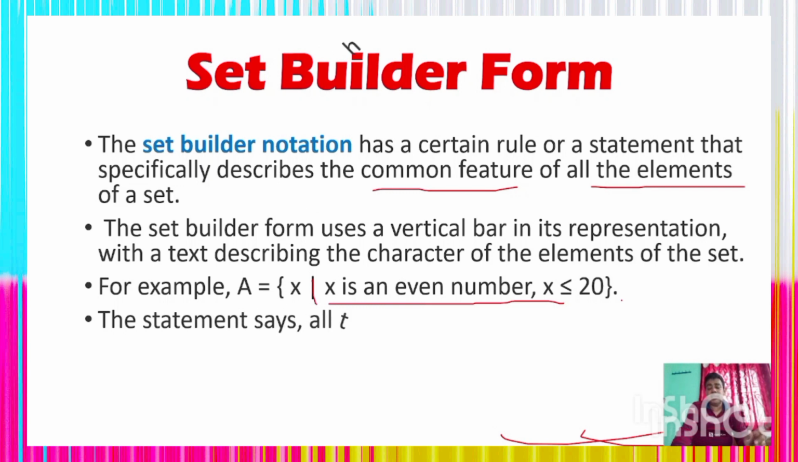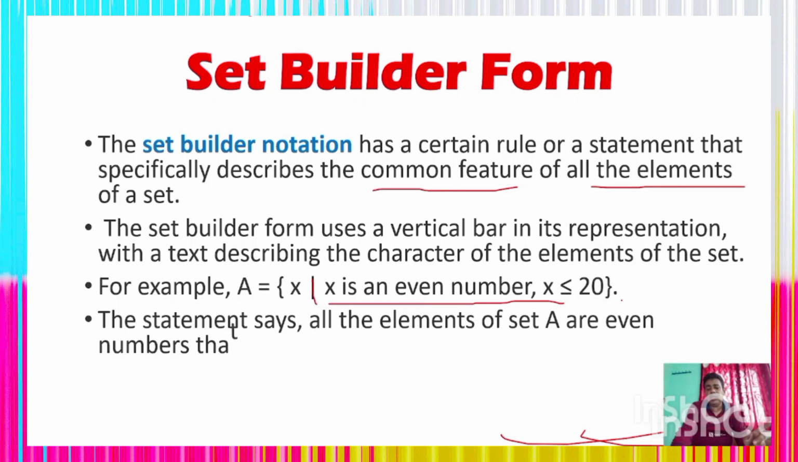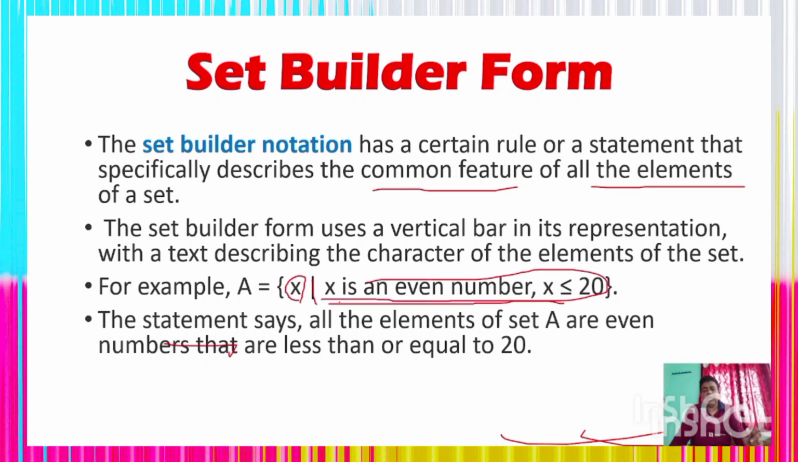The statement says that all the elements of the set A are even natural numbers that are less than or equal to 20. Before the bar sign is the element x, written with the help of a single variable, and on the right side of the vertical bar is the property that the element should satisfy. This is the set builder form.